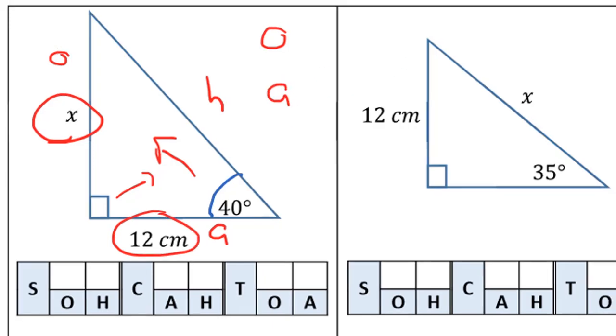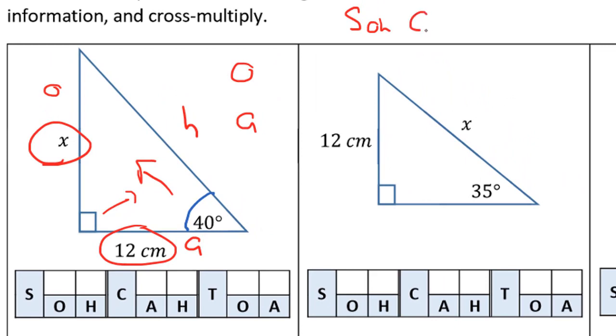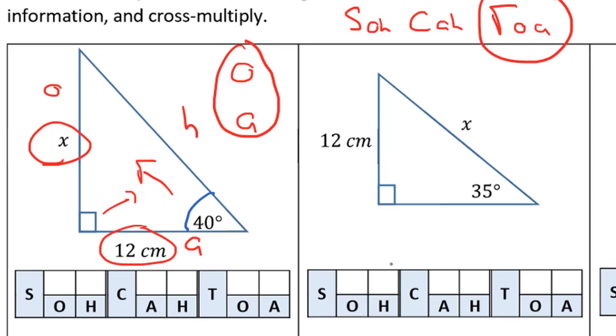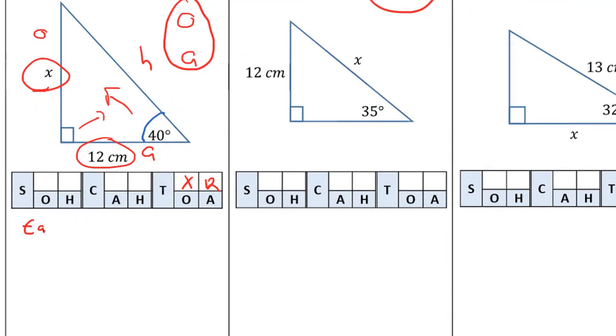So which one of the trig functions, so again, sine equals opposite over hypotenuse, cosine equals adjacent over hypotenuse, and tangent equals opposite over adjacent, which one of these trig functions includes both opposite and adjacent? And you'll see that that's the trig function that we'll end up using. For this first question, we know opposite is x, and we know our adjacent is 12. So we're going to actually use tangent. So tan of our angle, which is 40 degrees, is going to equal opposite over adjacent, which is x over 12.